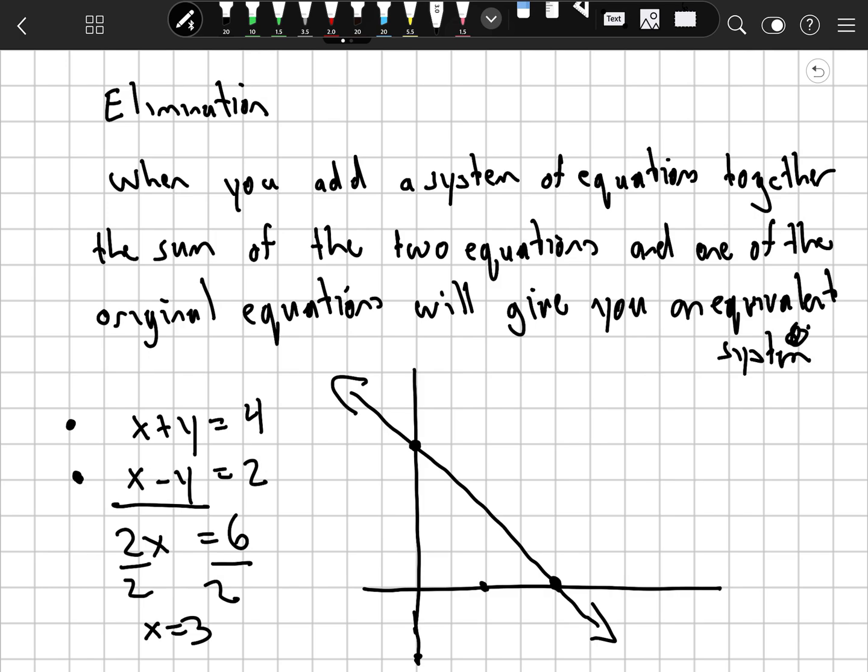Okay, let's try x minus y equals 2. We're going to do some intercepts again. So when y is 0, x is 2. And when x is 0, y is negative 2.